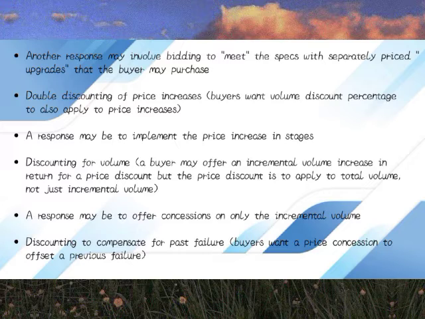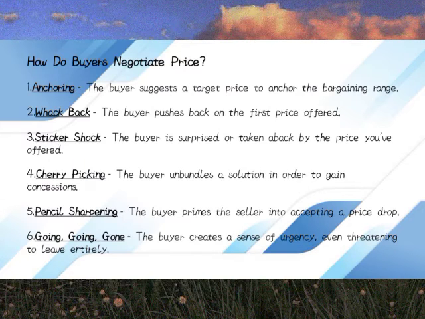And last but not the least, discounting to compensate for past failures. Buyers want our price concessions to offset our previous failure. So how do buyers negotiate the price? There are 6 types of how buyers negotiate the price. First is anchoring, second is whack back, third sticker shock, fourth cherry picking, fifth pencil sharpening, sixth going gone.